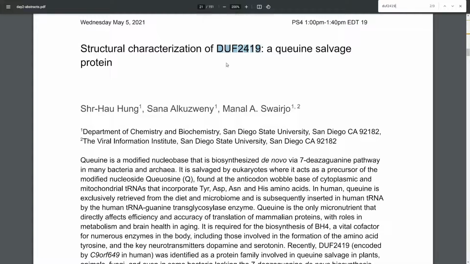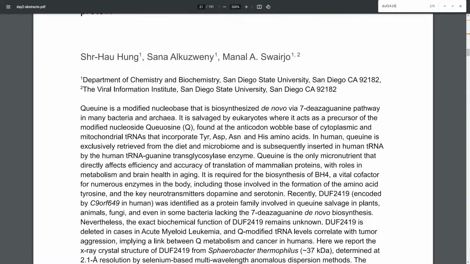Structural characterization of DUF2419, a queuine salvage protein by Shi Hao Hong, Sana Al-Kuzwani, and Manal A. Swairjo. Sorry for butchering your names. I'll try to get better.